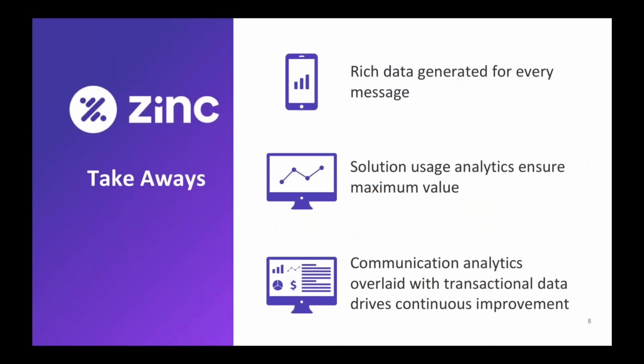A quick summary in terms of the three areas that we've gone through. At the application level, the important thing to take away is that every interaction, every message, every phone call generates that data of who was making that call or who sent that message, as well as when they did that. Then we start to use that in the usage analytics to say, are you getting the value out of Zinc? Are your users adopting the solution and driving communication?